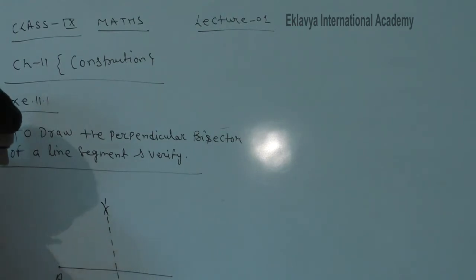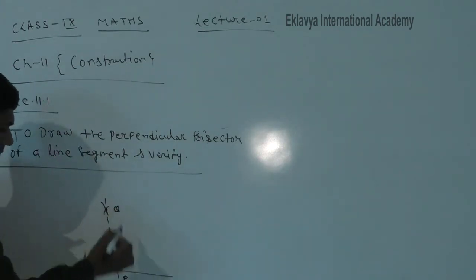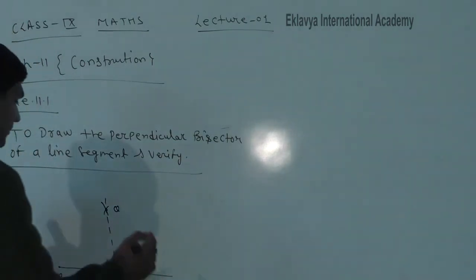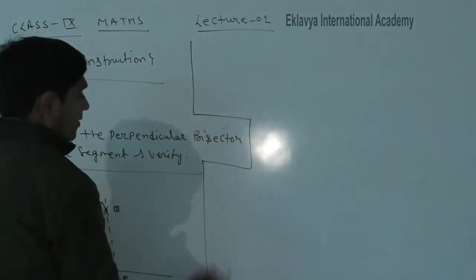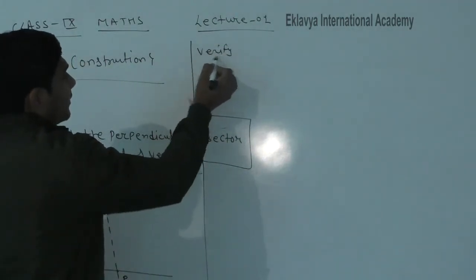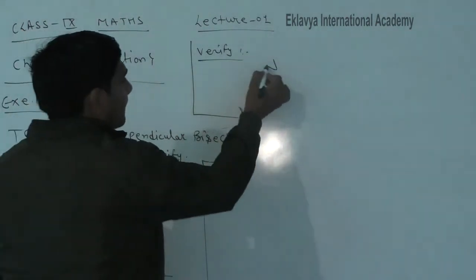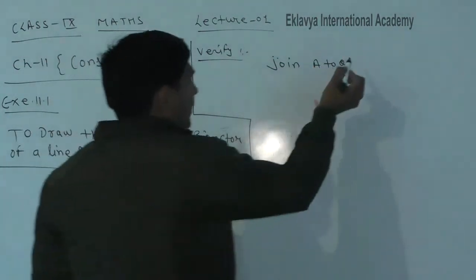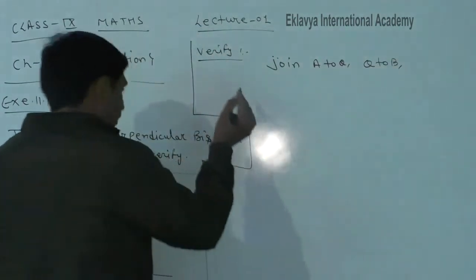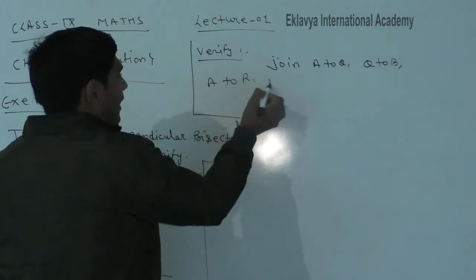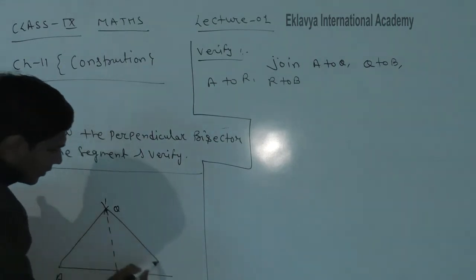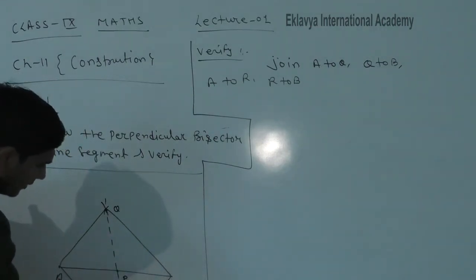Now we will join them. Let those be point Q and point R. Now let us verify it. How will we verify? For verification, we will join A to Q, Q to B, A to R and R to B. So we will join all of them: Q to A, Q to B, R to A and R to B.